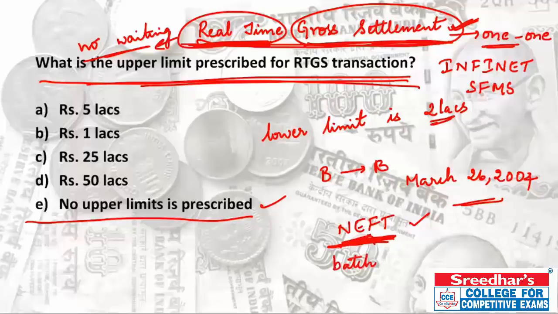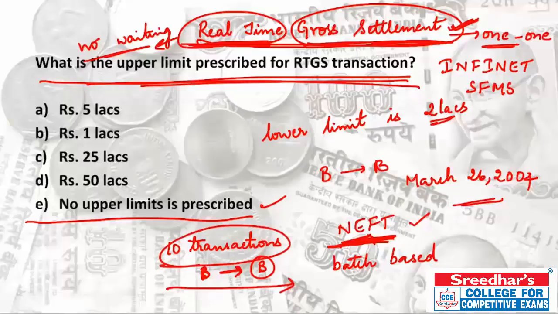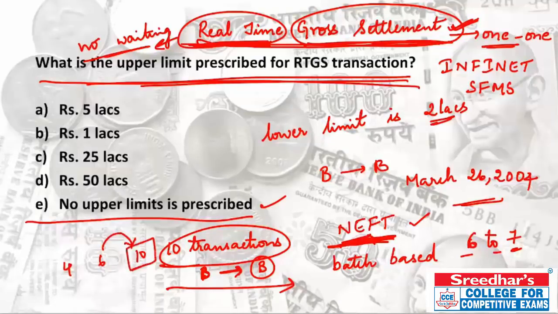Say for example, you have 10 transactions that are scheduled. When you are transferring from one bank to the other, you will be bunching these 10 transactions together. In NEFT, over a period of time, some 6 to 7 bunchings of transactions will be there. Say for example, in the morning 4 o'clock, 6 o'clock or 10 o'clock. Whatever transactions you have scheduled from 6 to 10, all of them will be settled at a point around 10 o'clock. So that is NEFT.